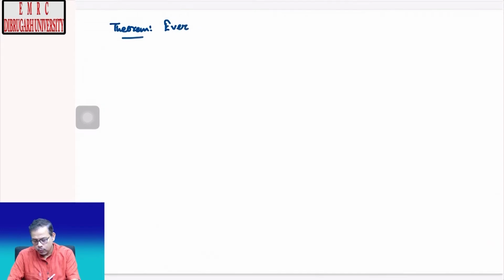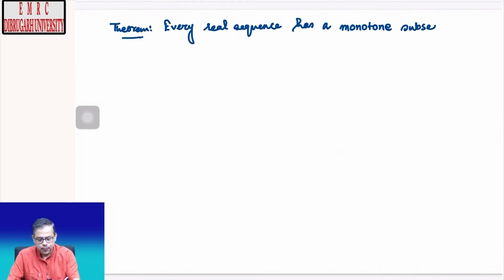Every real sequence has a monotone subsequence. That is, it can be a monotonic increasing subsequence or it can be a monotonic decreasing subsequence, but any sequence will have either a monotonic increasing subsequence or a monotonic decreasing subsequence. This is for sure. Okay.